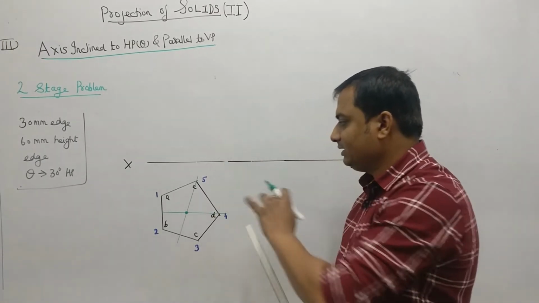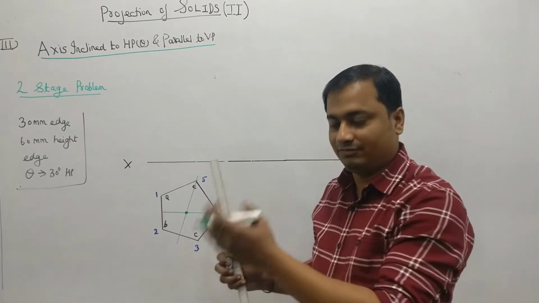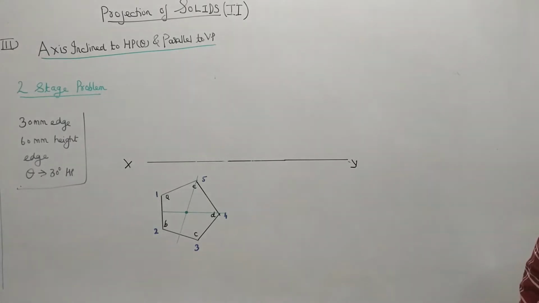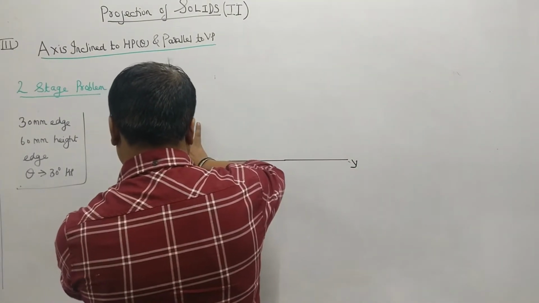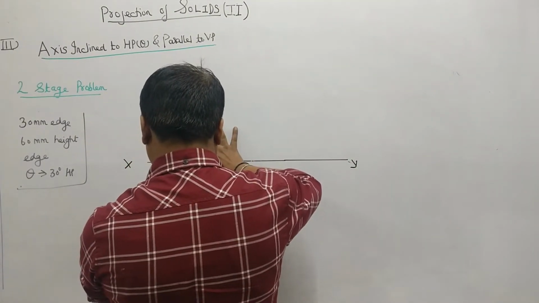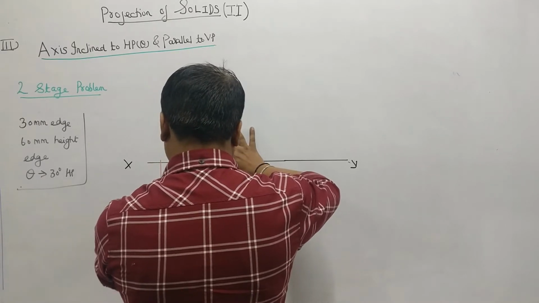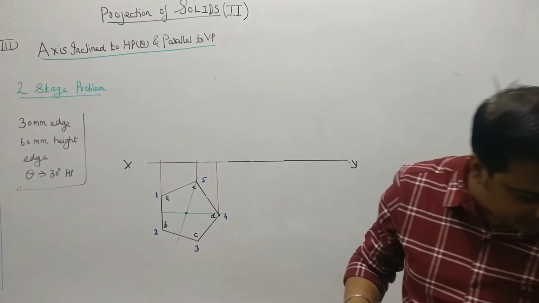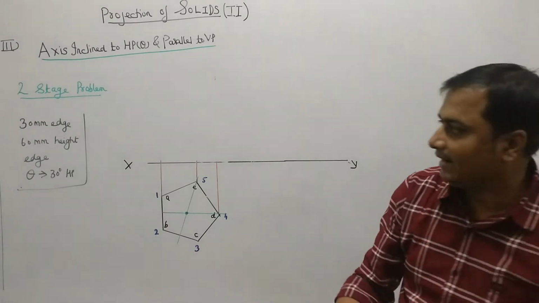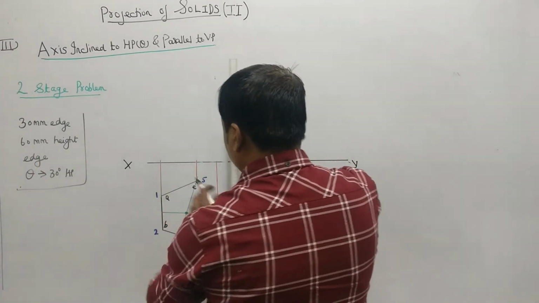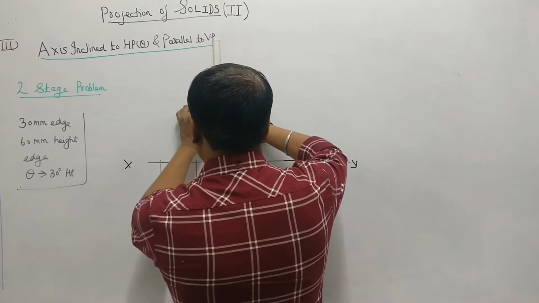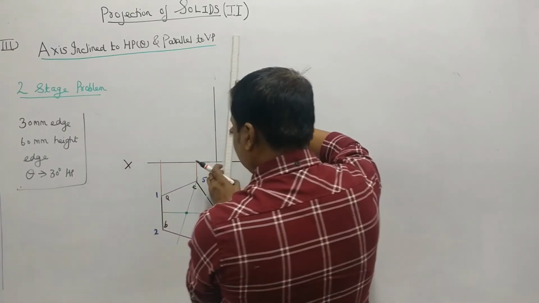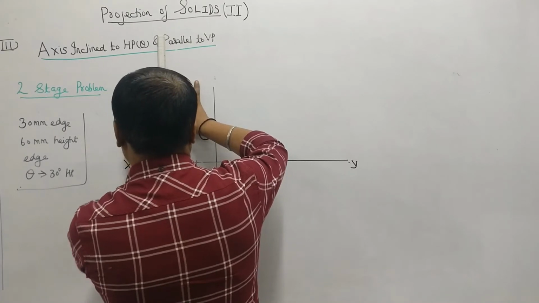Okay, so the top view will be the pentagon and the front view will be the rectangle. To plot the front view I will be taking the projectors. So these are my projectors. They should be very light. And the front view will be a rectangle, with the height given as 60 mm. So from the XY line you take the height of the rectangle, that is 60 mm. So suppose this height is 60 mm.